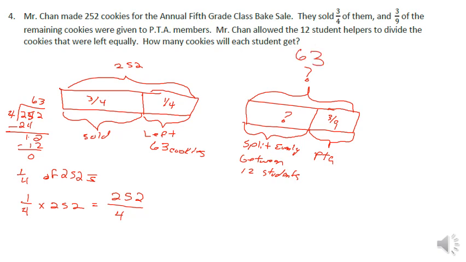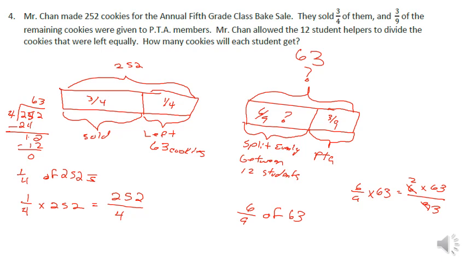So now we know up here this is 63. Now, if 3/9 were given to PTA, that means 6/9 were split equally. So now we have 6/9 of 63, which means 6/9 times 63, which equals 6 times 63 over 9. Now, I'm going to do some elimination here. I can see that 3 will go into 6 2 times. 3 will go into 9 3 times.